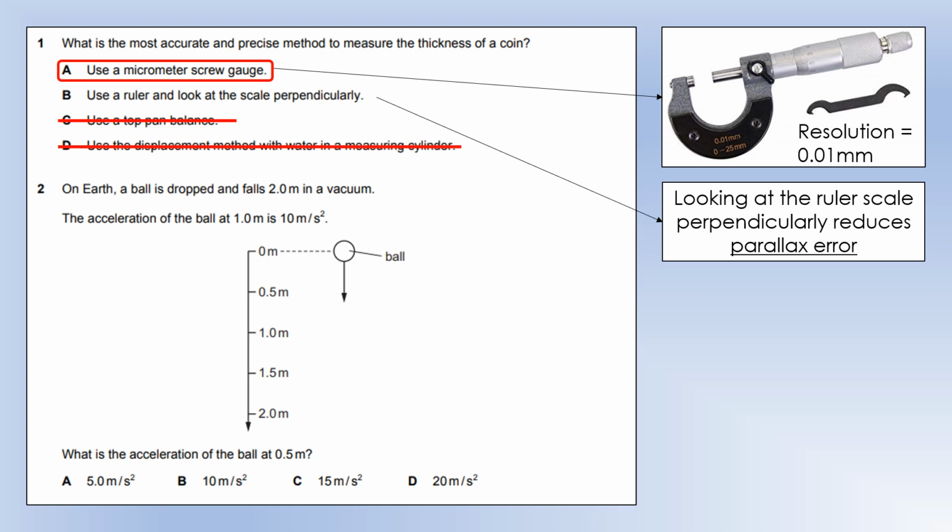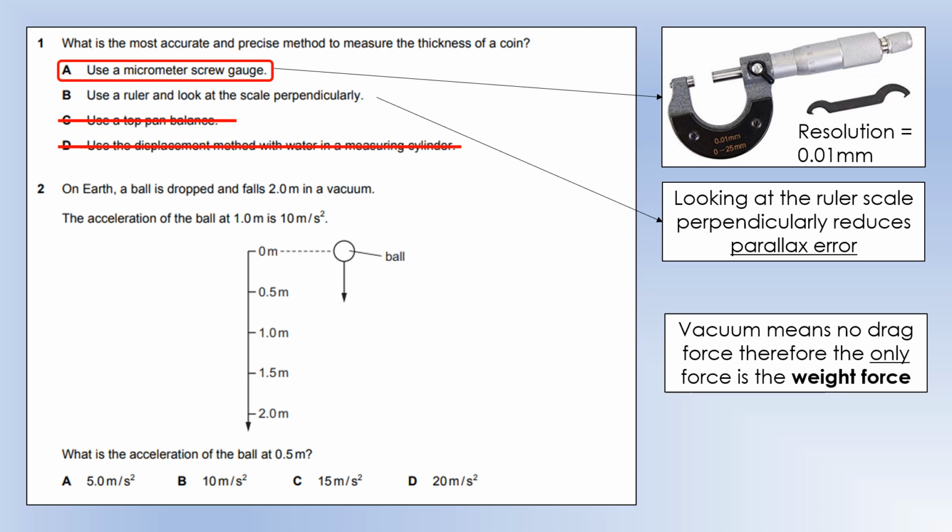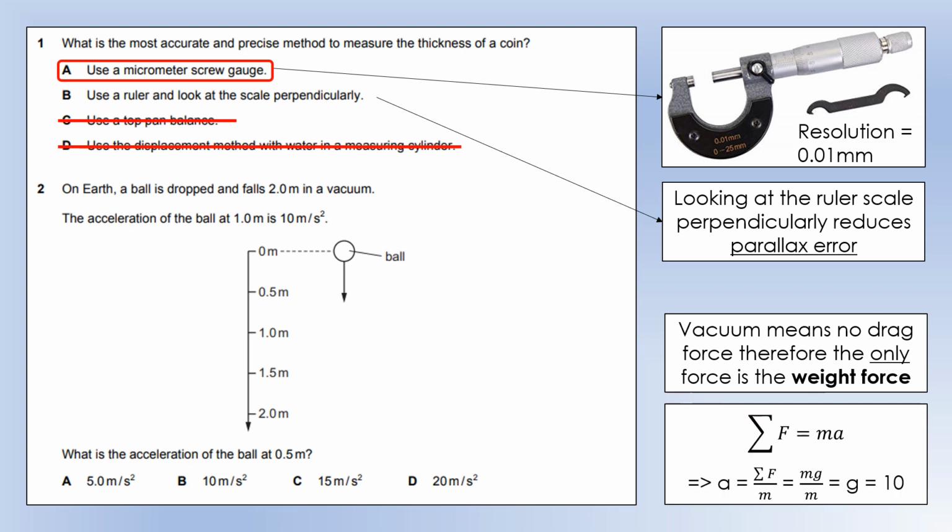Well, if you're in a vacuum, that means there's no drag force, meaning only the weight force is acting. So if we use the equation form of Newton's second law, the resultant force is equal to mass times acceleration. Acceleration is resultant force divided by mass. The only force is the weight force, which is mg. So we can see the mass cancel out, and we just end up with g equals 10. So it doesn't matter what the height is, g is going to be 10.